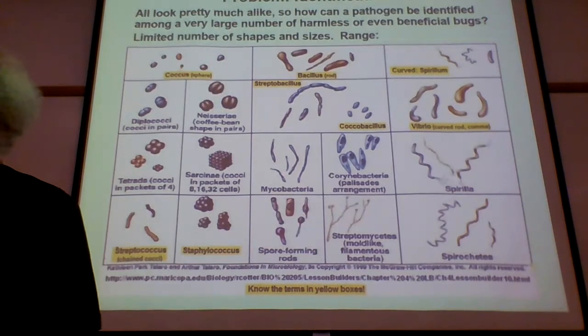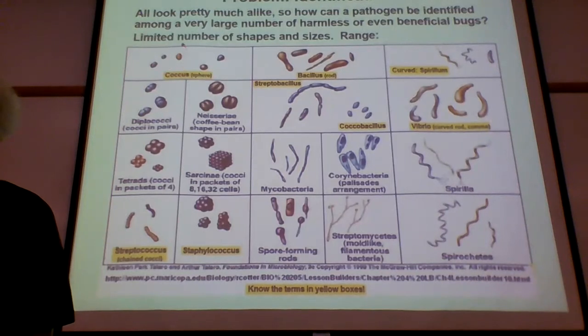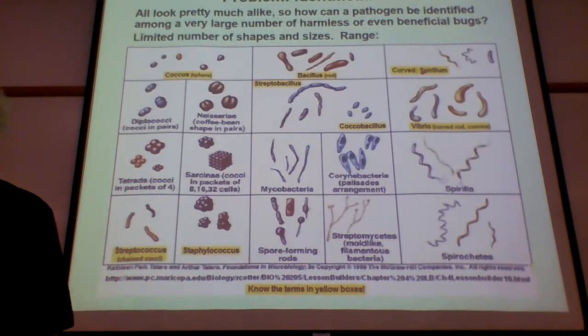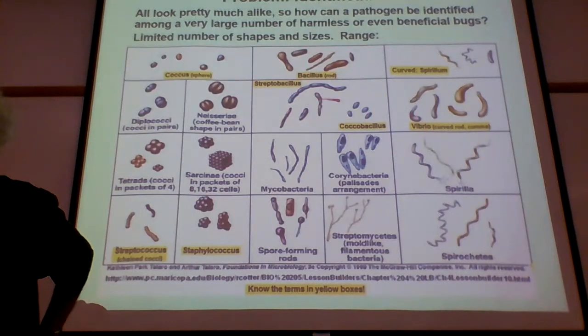So we have the cocci, or the coccus. These are spherical bacteria. We have rod-shaped bacteria that would be known as bacilli. There are curved or spiral bacteria known as spirillum. We've got a combination of these, like a streptobacillus, which is a rod, but they're actually attached, and so they form this sort of string.